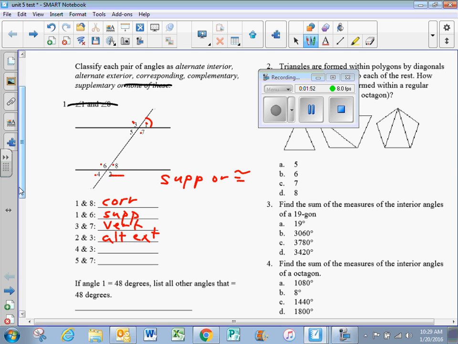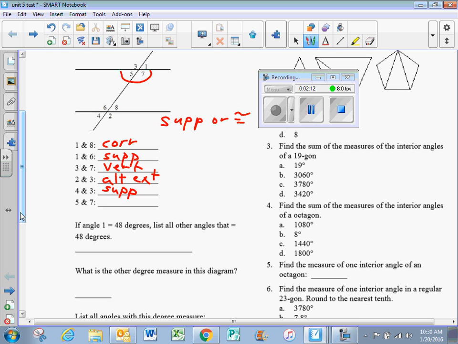What about 4 and 3? 4 and 3 are both on the exterior, but exterior angles isn't a choice, is it? But they must be supplementary then, because this is acute and that's obtuse. And we could prove that many other ways as well. And then finally, 5 and 7 are obviously supplementary. They make a straight line. So that's your first 6 points. We spent a lot of time doing those, so I hope you didn't miss any. If you missed any, write in red pen what you missed so you know what to study.